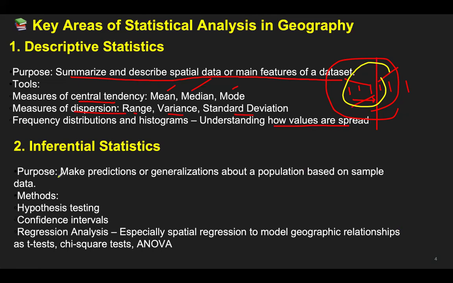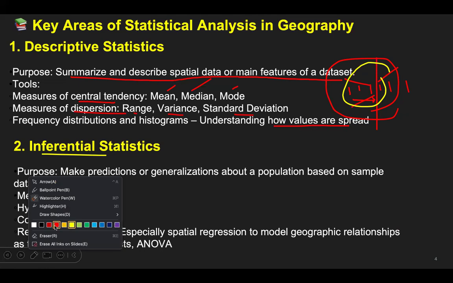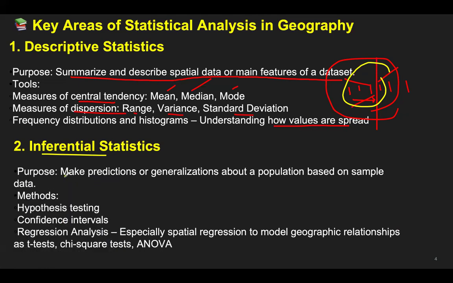Next is inferential statistics. These are used to make predictions or generalizations about a population based upon sample datasets. Methods are hypothesis testing, confidence intervals, and regression analysis, especially spatial regression to model geographic relationships, such as t-tests, chi-square tests, and various other methods.